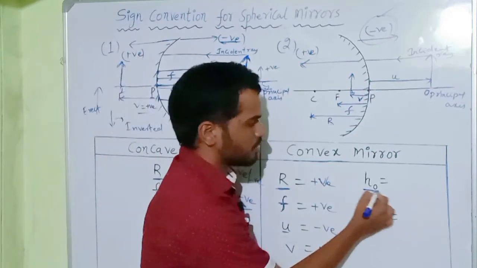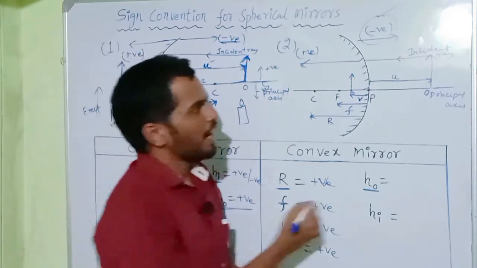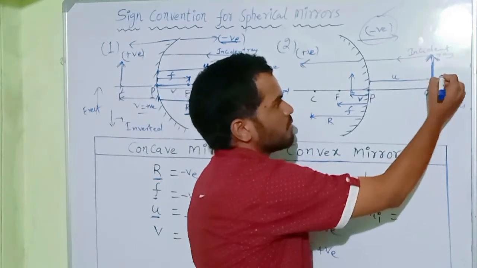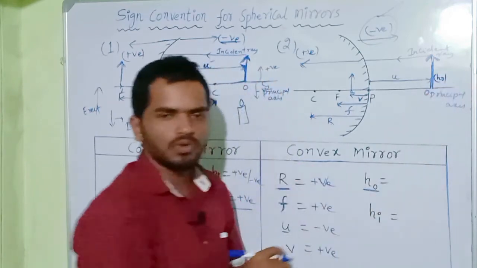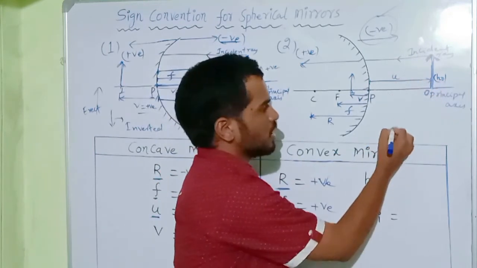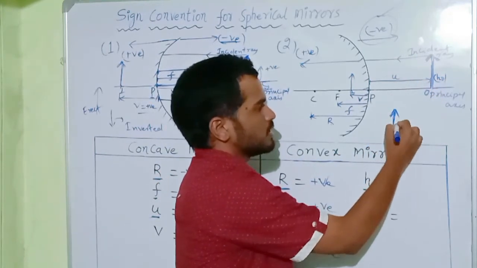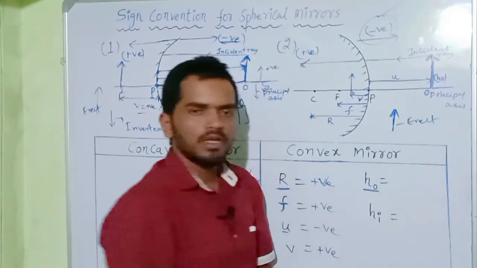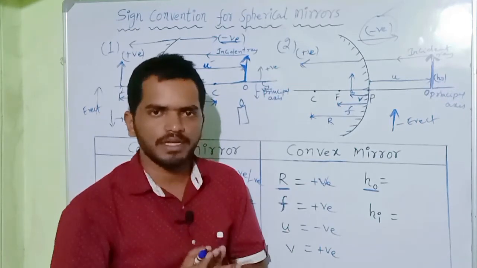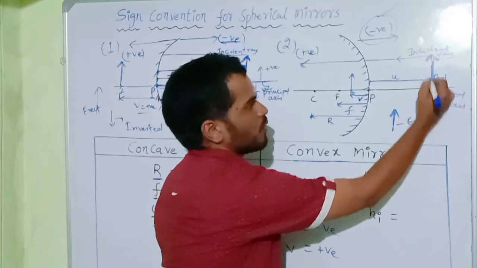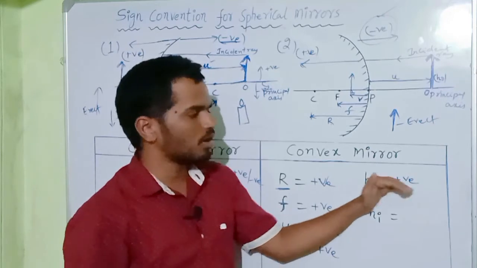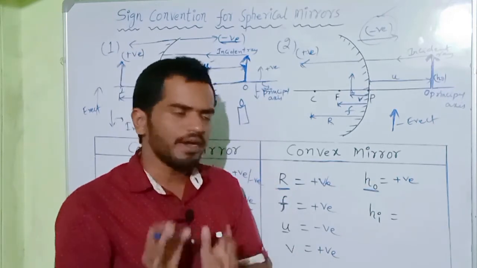Now observe the height of the object. What about the height of the object? We have taken this as the object. This is HO. If you observe here, the object is erect, meaning like this, upward to the principal axis. So always remember, the object is always kept upward to the principal axis. If you measure upward to the principal axis, we should consider it positive. Simply you can write the height of the object is always positive in the concave mirror and convex mirror.